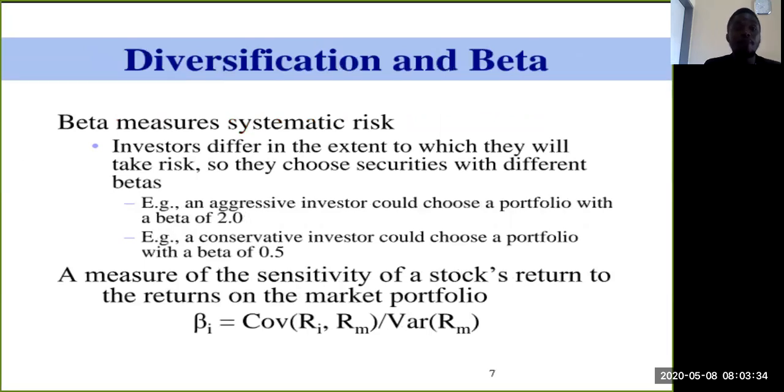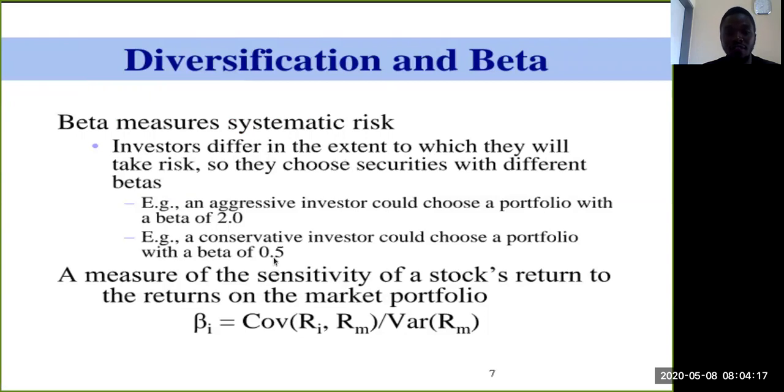Diversification and the beta. So the beta measures the systematic risk. Investors differ in the extent to which they will take risk, so they choose securities with different betas. For example, an aggressive investor could choose a portfolio with a beta of 2, and a conservative investor could choose a portfolio with a beta of 0.5. So we see that these betas represent the size of the risk, and a risk lover is going to enjoy betas with higher magnitude.